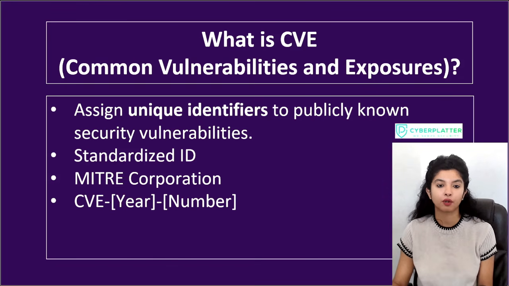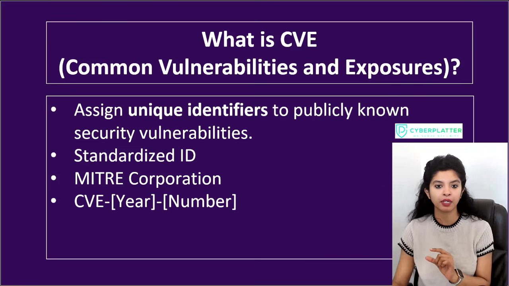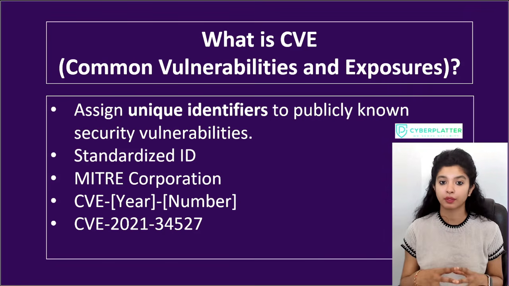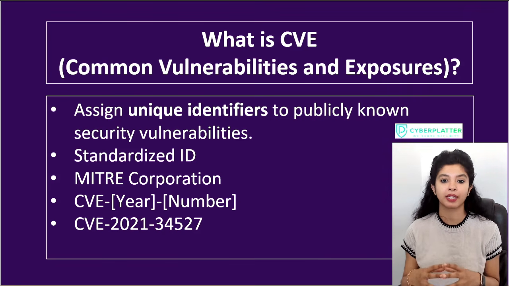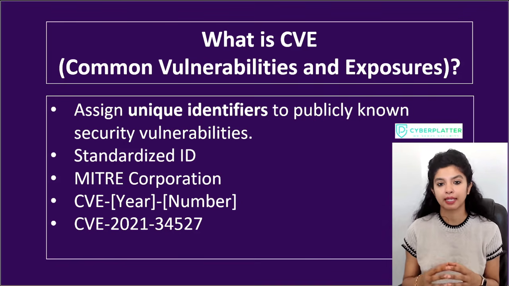This is the format of a CVE number, that is CVE-year-number. For example, CVE-2021-34527. This is the PrintNightmare Windows vulnerability. 2021 is the year that it was published. 34527 is the unique sequence number.